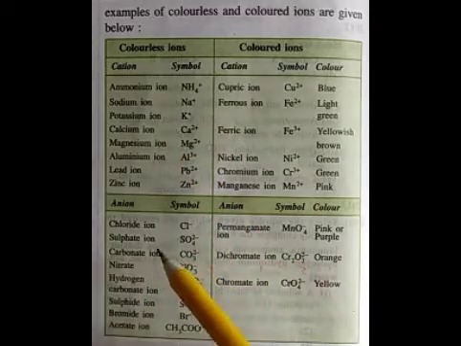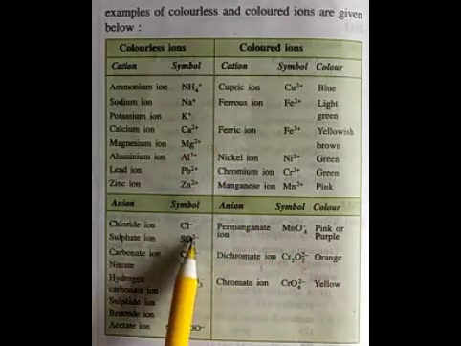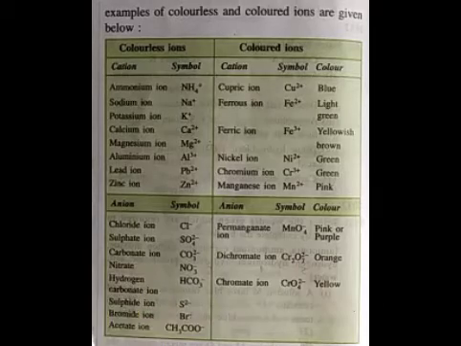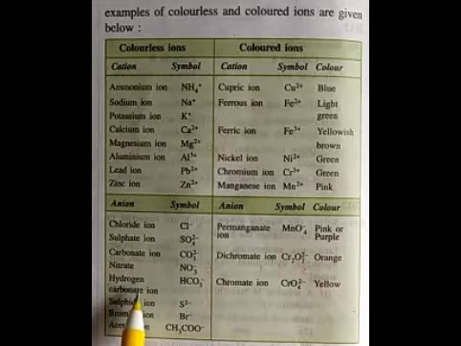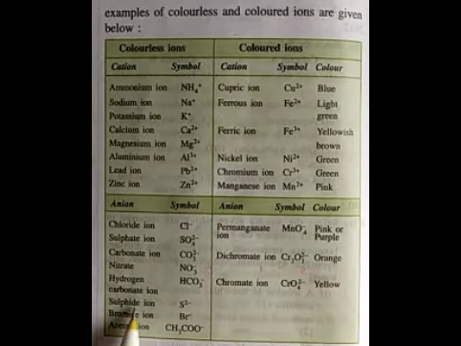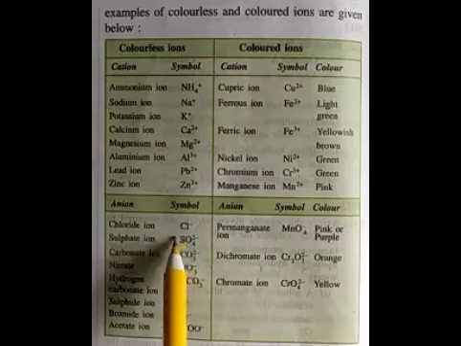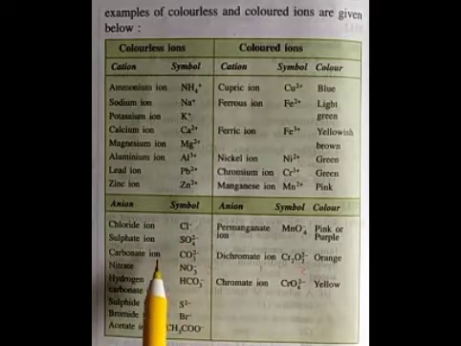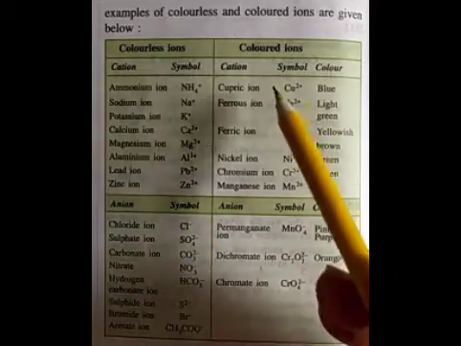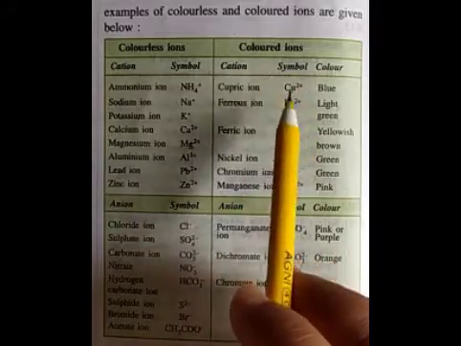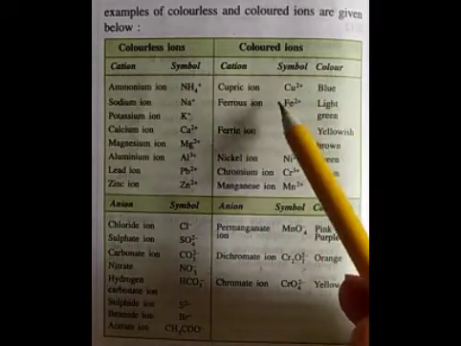Now coming to the anions. Anions: chloride ions, sulfate ions, hydrogen carbonate, also known as bicarbonate. Then sulfide ions, bromide ions, and lastly the acetate ion. These are the anions showing a white precipitate with the reagents. Now coming to the transition elements, which show respective colored ions when they are reacted with the reagents.